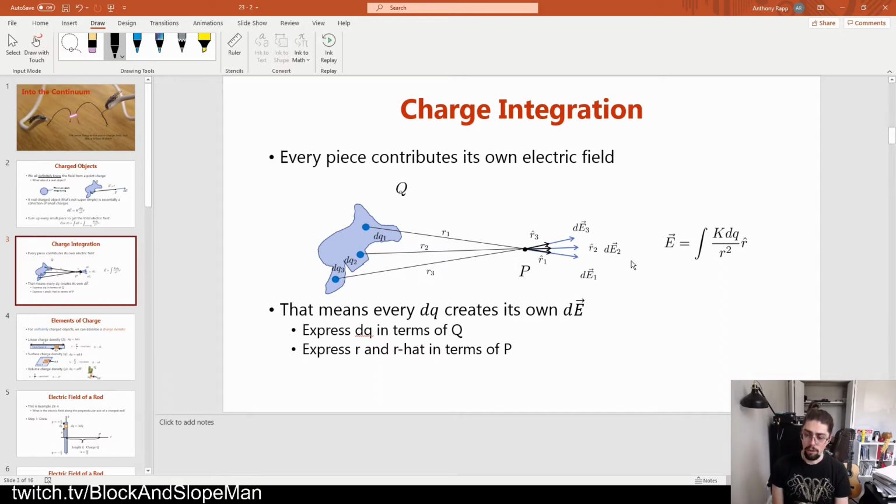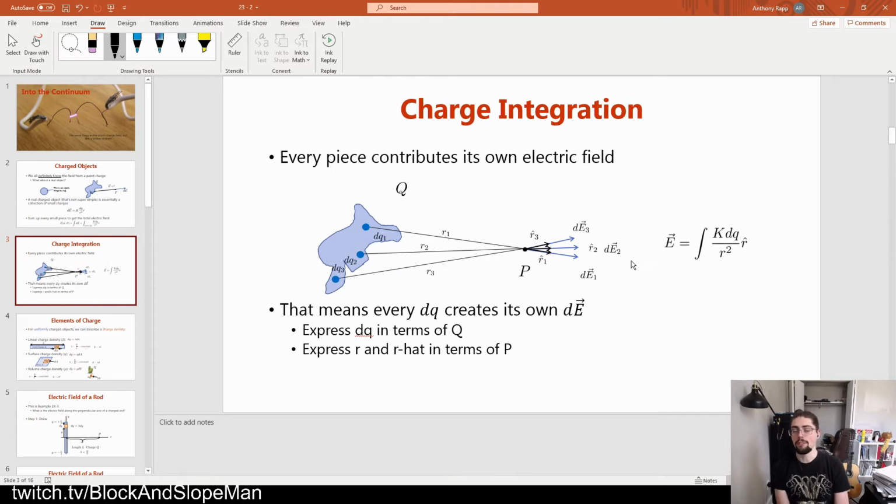dq2 is going to look different. dq3 is going to look different. Every single one of those pieces is going to be different, and there's no consistent way to describe them to actually do something practical. So objects like that, it would sure be nice if we could find the electric field, but an object like that might be a little bit out of our wheelhouse.